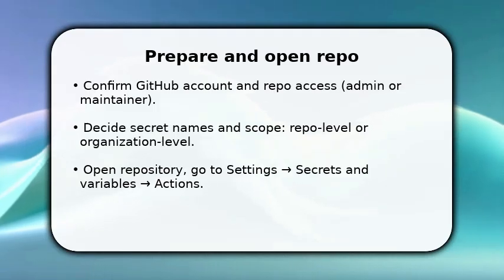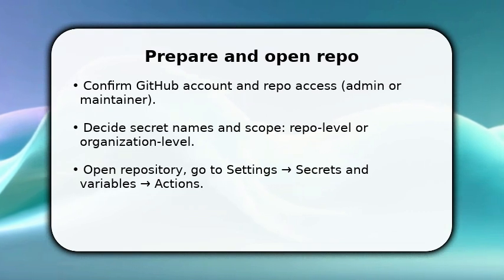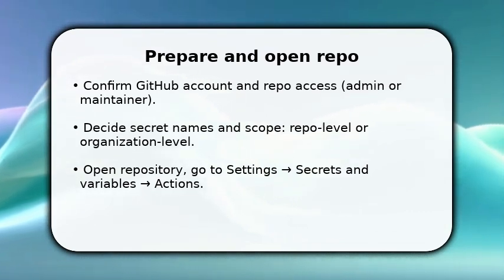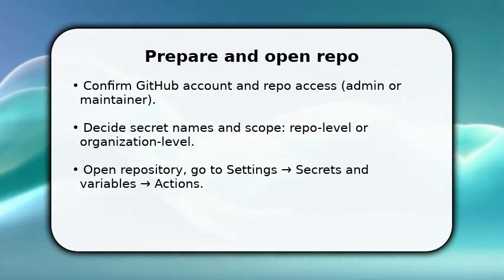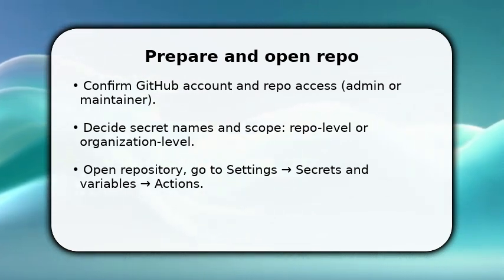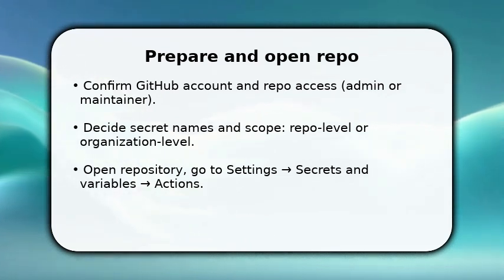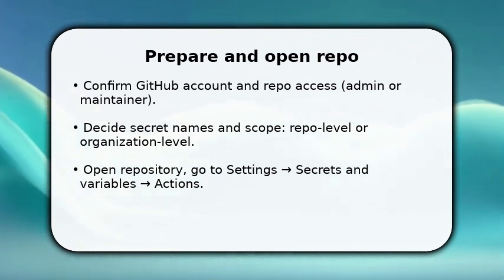You start by ensuring you have admin or maintainer access to the repository so you can add secrets. Once done, choose clear secret names and whether they belong to this repo or the organization for broader use. Now open the repository settings and navigate to Secrets and Variables, then Actions. You're ready to create a new secret.